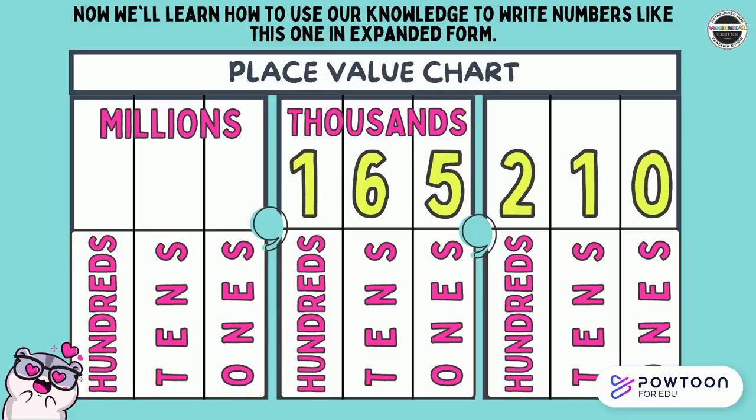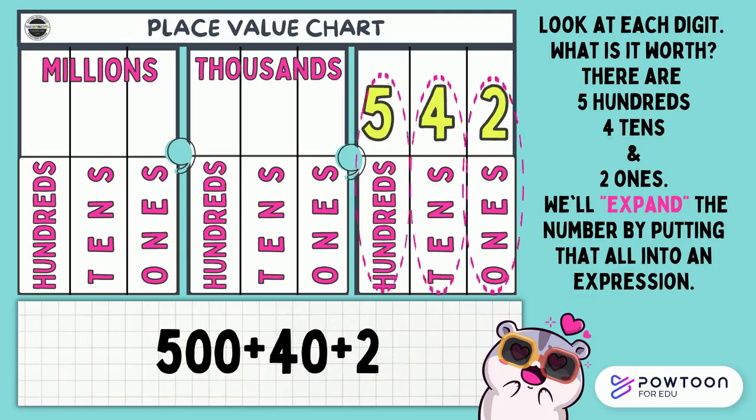Now we'll use our knowledge to write numbers like this one in expanded form. Look at each digit. What is it worth? There are 5 hundreds, 4 tens, and 2 ones. We'll expand the number by putting that all into an expression. Let's look at the expression. 500 plus 40 plus 2. That's the expanded form of 542.